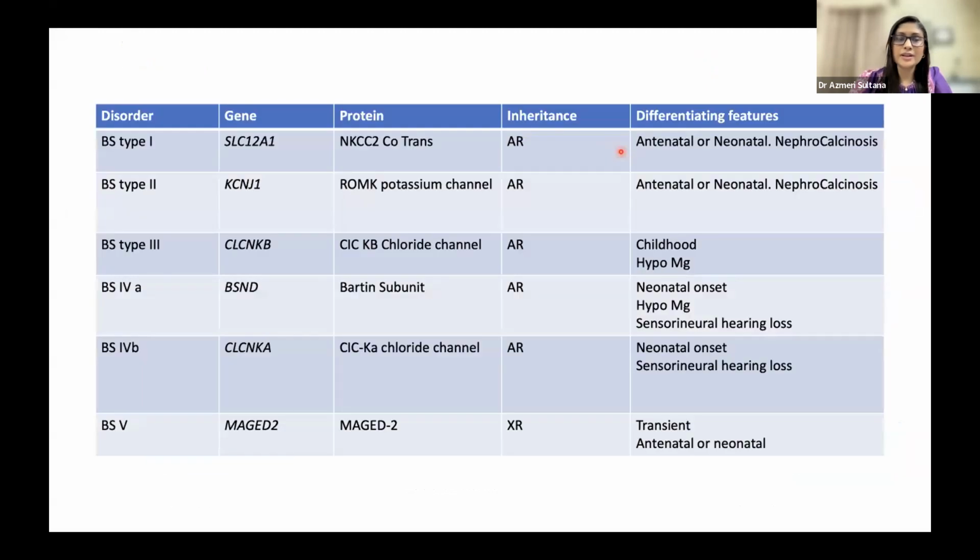This table shows that all of the Bartter types from 1 to 4 are autosomal recessive, and only Bartter syndrome type 5 is X-linked recessive, and it may be transient and present at the neonatal or antenatal period. And you can see here, I have already mentioned type 4, 4A and 4B may be associated with sensorineural hearing loss, because the chloride channel is also present in the inner ear, so it presents with sensorineural hearing loss in later life. And type 1 and type 2 present with nephrocalcinosis.